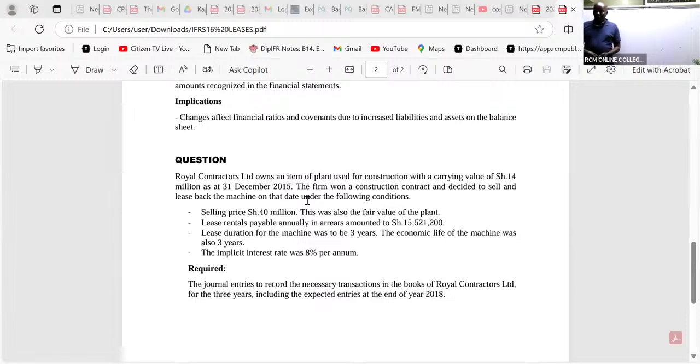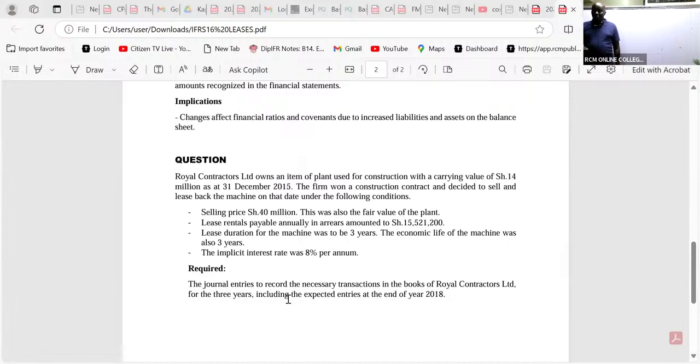Lease rentals payable annually in arrears amounted to 15,521,200. Lease duration for the machine is 3 years. The economic life of the machine was also 3 years. The implicit interest rate was 8% per annum. So they want us to give them the journal entries to record the necessary transactions in the books of Royal Contractors.